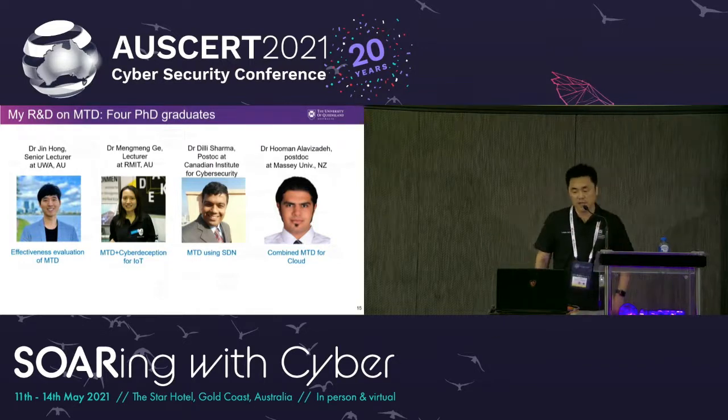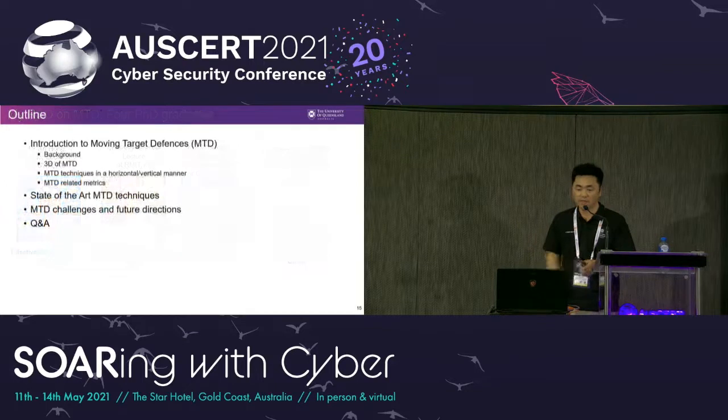This PhD student at the time was focusing on how to use a graphical model to evaluate effectiveness of MTD techniques. The second PhD, she was working on MTD and cyber deception technology for the IoT domain. The third one developed virtual IP shuffling and virtual port shuffling for SDN networks, and we also have a test bed for that. And the last one was interested in combination of MTD techniques for cloud computing. So I'll show some demo for that.